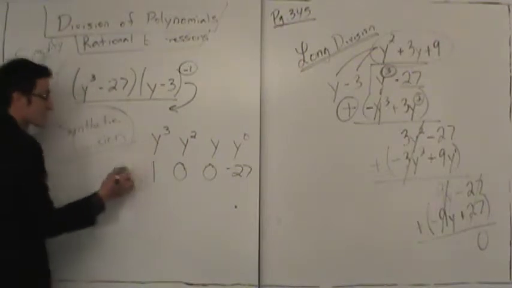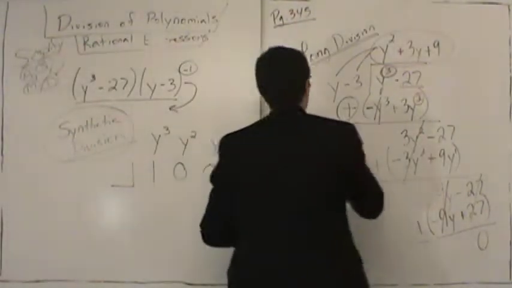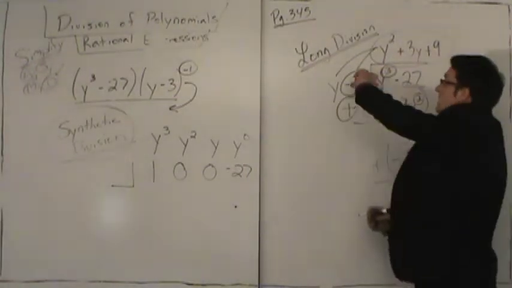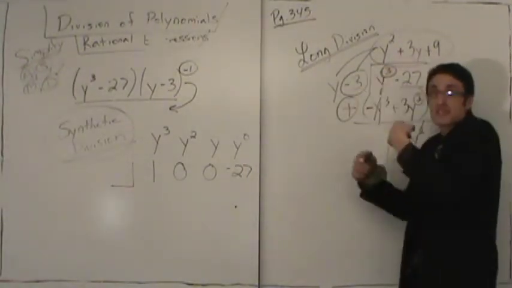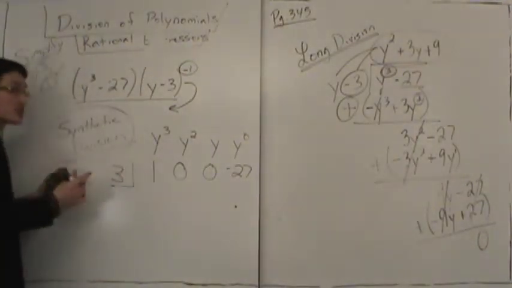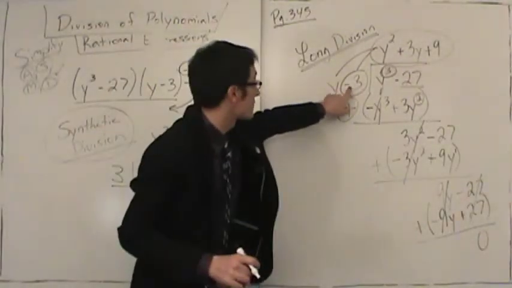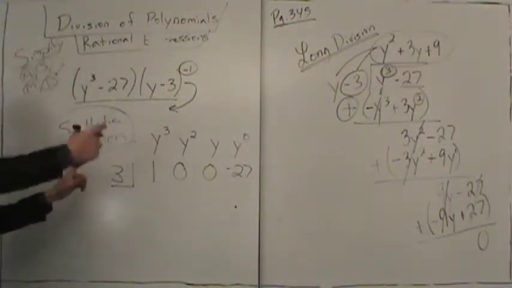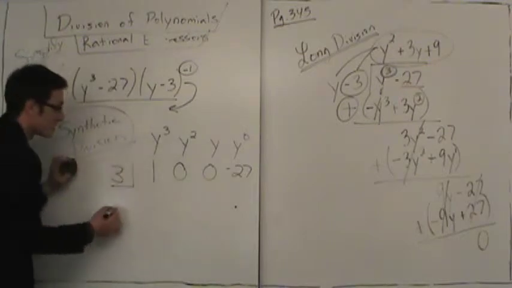And in the box goes the opposite of what's in the divisor. In the divisor, we have a negative 3. The opposite of negative 3 is what? Positive 3. Question: if this was a positive 3, what would we put in the box? We would put the opposite, which would be negative 3. So always put the opposite in the box.